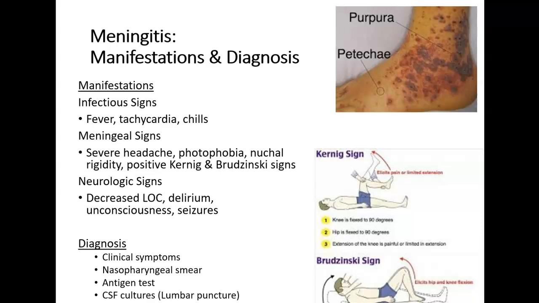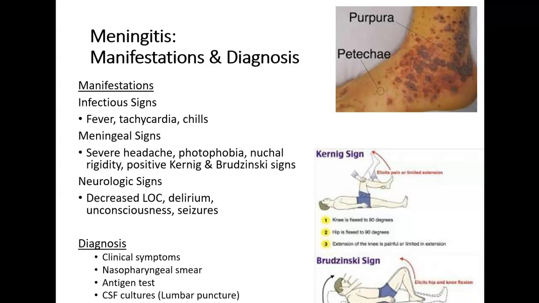I think the important thing to remember about these two signs is that a positive sign means that they have meningitis. I get confused with the two of these, Kernig and Brudzinski. Actually, Brudzinski's is used more in children, so I know that a little bit better. And then neurologic signs of meningitis can be things like decreased level of consciousness, delirium, unconsciousness, seizures. Seizures actually can be common with meningitis.